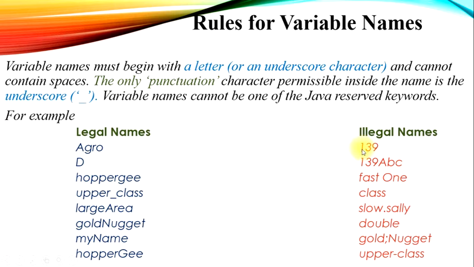You can name your variable in this way, but these are illegal names. This starts with a figure. This has a space. This is a keyword. This is not acceptable, full stop. This is also a keyword. This is not acceptable, semicolon. This is not acceptable, hyphen.